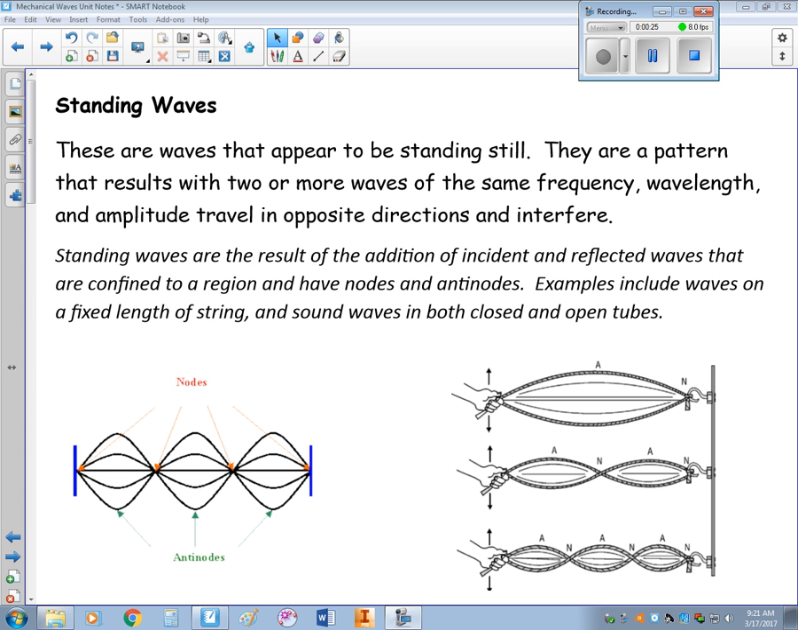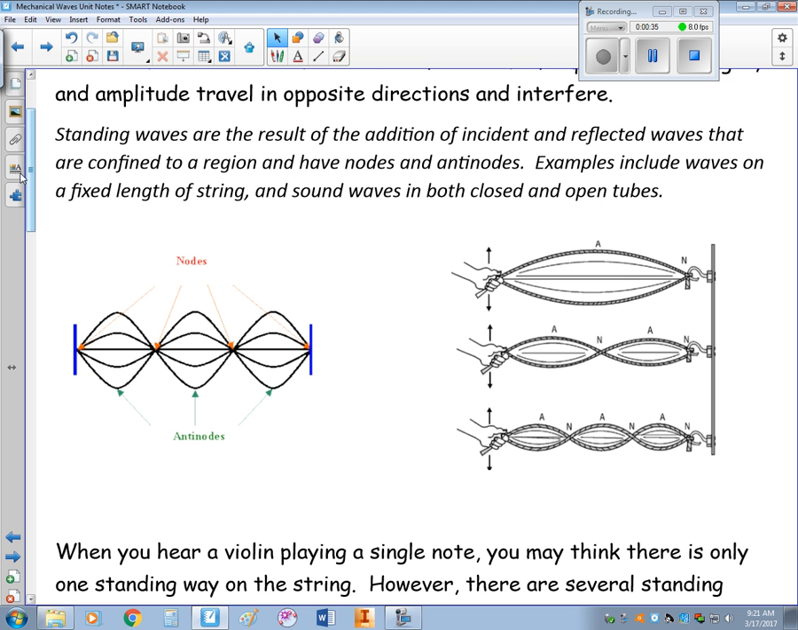Standing waves are the result of the addition of incident and reflected waves that are confined to a region and have nodes and antinodes. So here's what happens. We send a wave pulse or a periodic wave down a string. It hits a fixed boundary and then reflects, and it is upside down, or inverted, when it reflects.